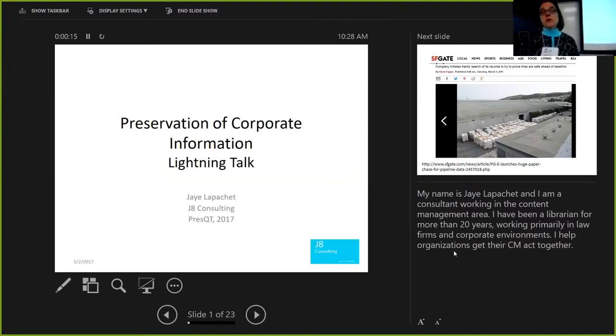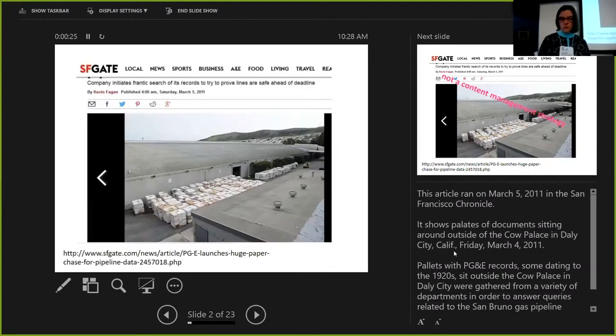And one thing I've been doing a lot lately is content management and helping organizations set up content management plans. All right, so this is not a content management strategy. This shows pallets of documents owned by Pacific Gas and Electric Company that talk about their gas pipelines.